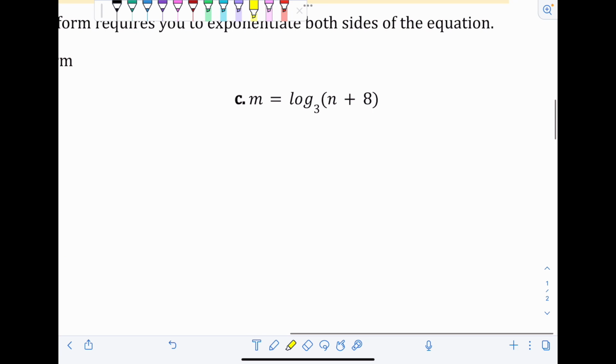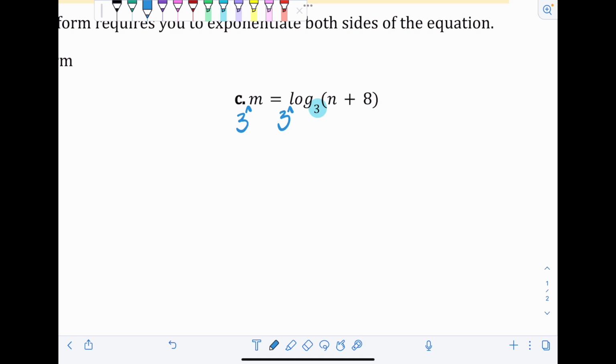And then moving over to C, so m equals log base 3 of n plus 8. Again, it's in log form, so I'm going to want to exponentiate both sides of the equation. Before I do that, I need to decide on my base. It has to match the base of the log, which is 3. So I would exponentiate both sides of the equation by 3. So it's going to be 3 raised to the m, and then on the other side it would be 3 raised to the log base 3 of n plus 8.